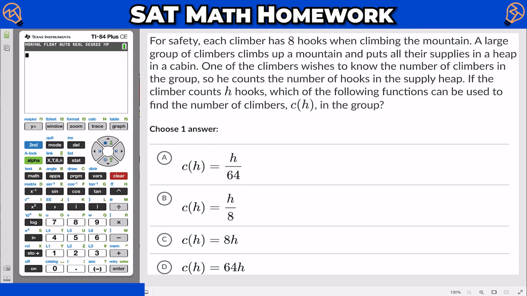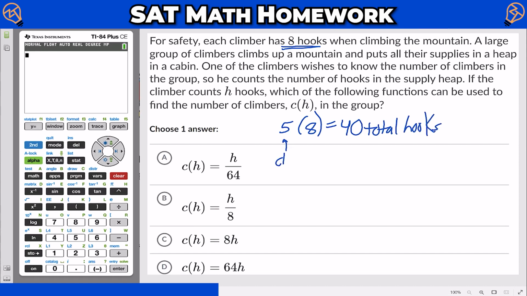So what I would do is come up with a scenario of, let's say, there's 5 climbers. If there's 5 climbers, and each one gets 8 hooks, I know intuitively I would multiply those, and that would give me the total hooks, right? So total hooks: this was my number for climbers, and this was the number they gave us, 8 hooks per climber. How would I arrange those 3 in any of these scenarios to get what I want?